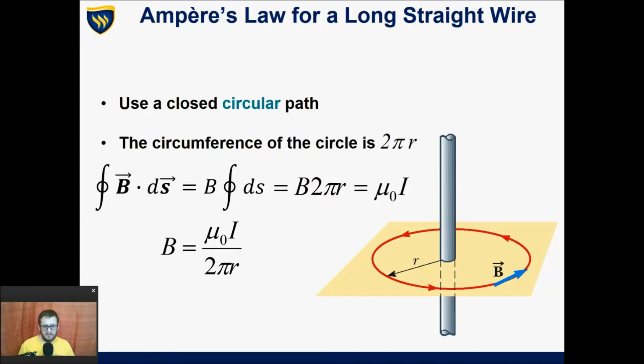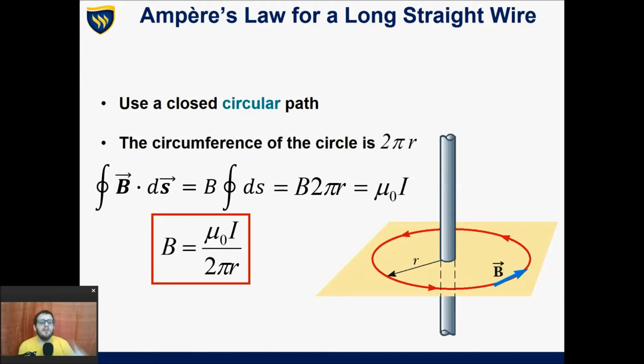Solve for the magnetic field. We have the magnetic field B is equal to mu naught I over 2 pi r. That's exactly what we saw earlier, except last time instead of r we used A. But it's the same thing, and we've done it. We've recaptured what we expected to get.